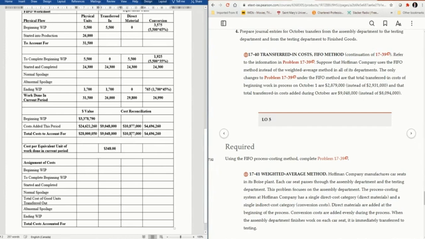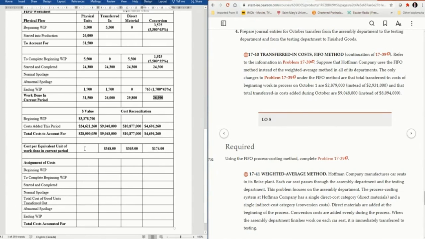$10,877,000 divided by 29,800. So the new leather cushions that we're adding, they're worth $365. These are really nice car seats. And then we got the effort to test them and fix them up and finish them off, $174, right? Total amount of conversion divided by the amount of equivalent units of conversion.